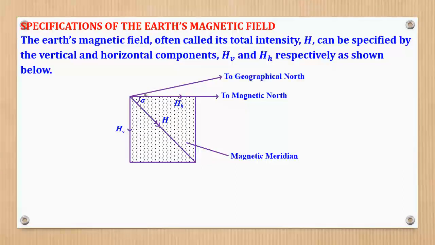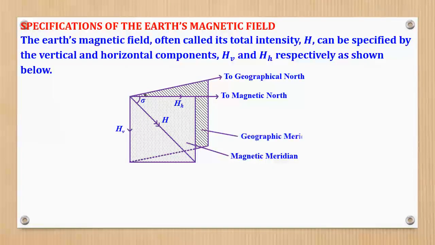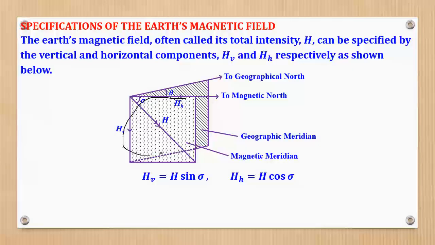Then the geographic meridian will be in that shape. And remember, the angle between the two meridians is what we call the angle of declination, theta. So from this one, we realize that it's a right angle triangle. This is the right angle triangle.